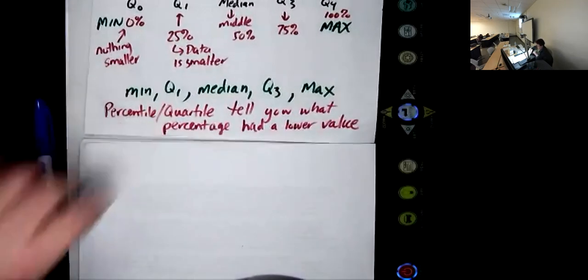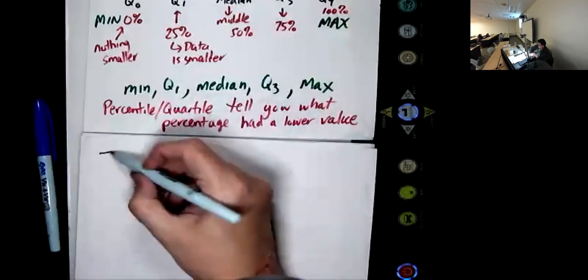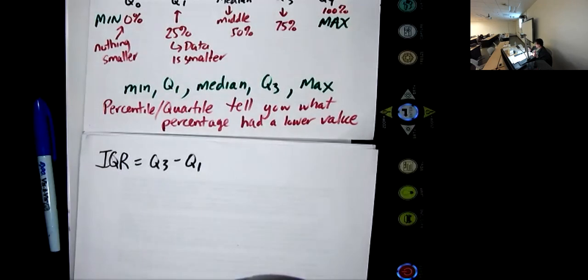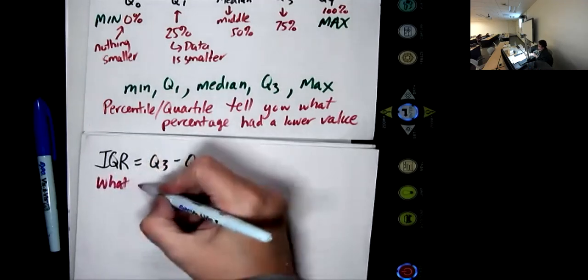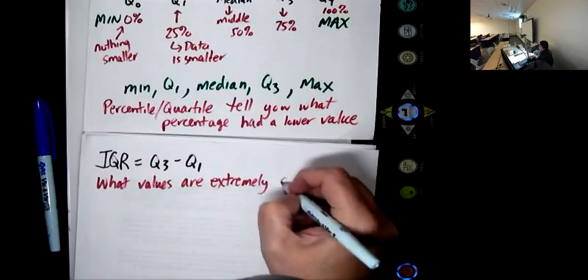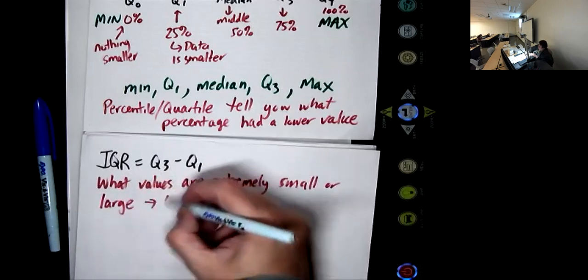So a little bit more information before I pull up the other stuff and show you what's going on with it. There's some more information we need here. Like I said, the IQR was Q3 minus Q1. And you'll see when we get the numbers up in a second. We want to find out what values are weird. We want to know what values are extreme, extremely small or large. We call these outliers.